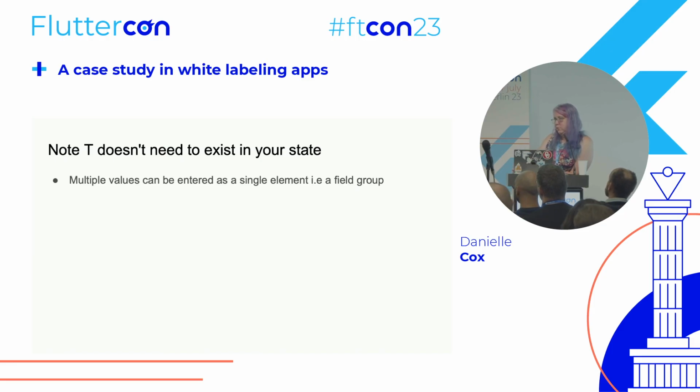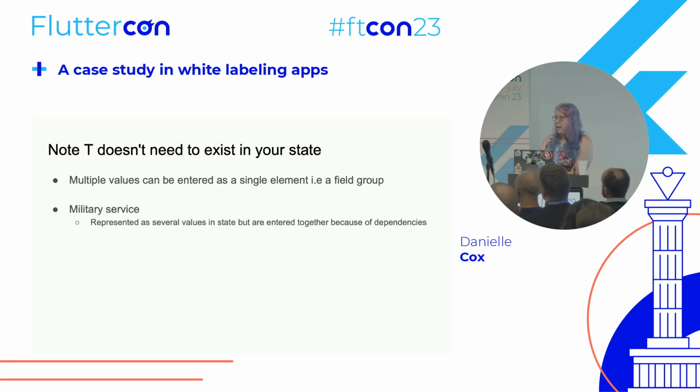You have multiple values going into one state object, or you can have multiple values in the state coming into one element. We've got military service as an example here. We have to ask, are you currently active in the military? And if you are, I have to collect the information of when you expect to get out. Those are separate values up in my state because they're independent values, but I'm collecting them in the same place, and so my widget that's doing that has to know about both of them.